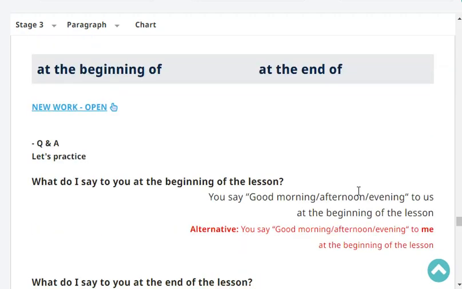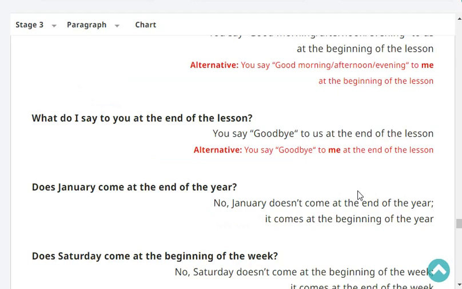Okay. What do I say to you at the beginning of the lesson? You say good morning to me at the beginning of the lesson. Very good. What do I say to you at the end of the lesson? You say goodbye to me at the end of the lesson.